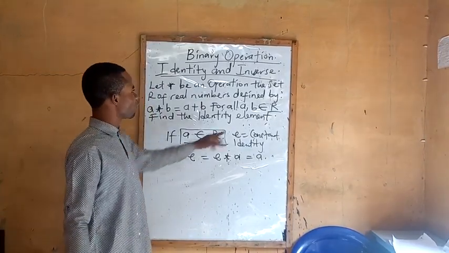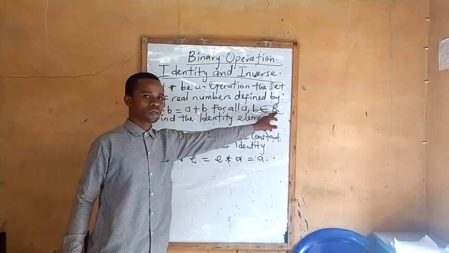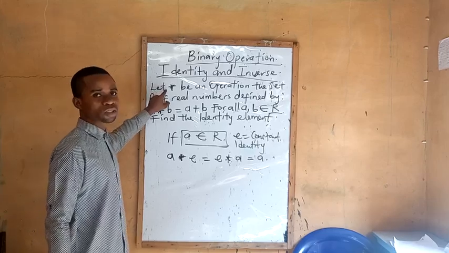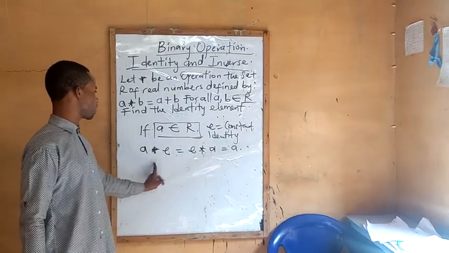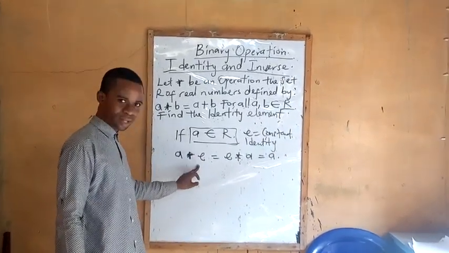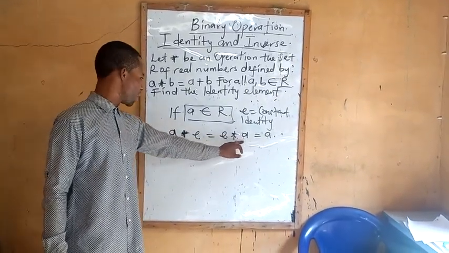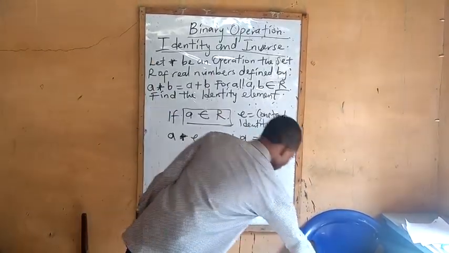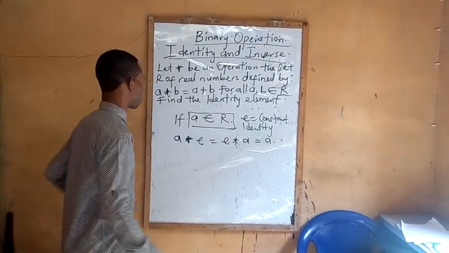As you can see, A is one of the elements of set R under the closed binary operation of asterisk, one of the symbols of binary operation. A asterisk E, where E stands for our identity and is constant, equals E asterisk A, you will use the same letter, equals A. Now, don't let us forget, anytime you are asked to look for identity, bring out this formula first.